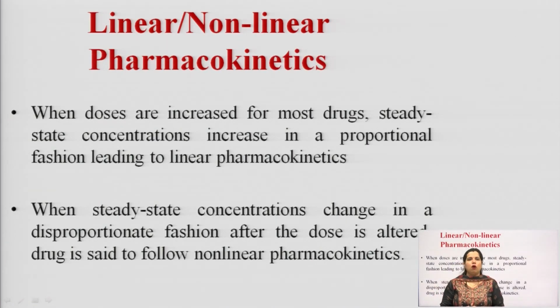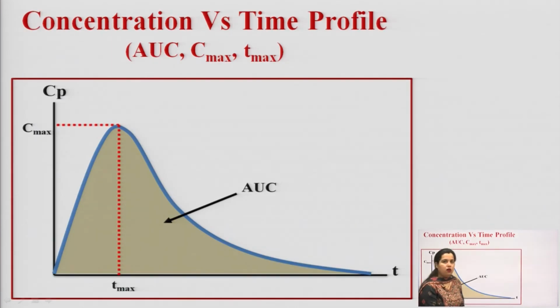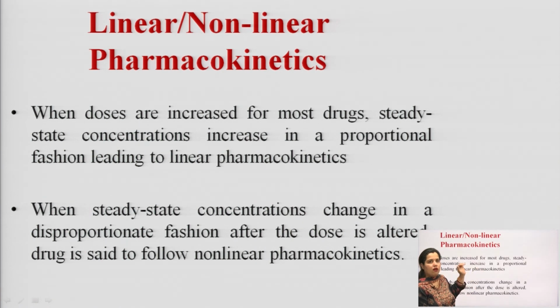After that, linear and non-linear pharmacokinetics, as we are discussing the basics of pharmacokinetics. When the doses are increased for most drugs, steady state concentrations increase in a proportional fashion, leading to linear pharmacokinetics. That means, in this case with a single dose we see a curve like this, but for higher doses it will be like a steady state curve.